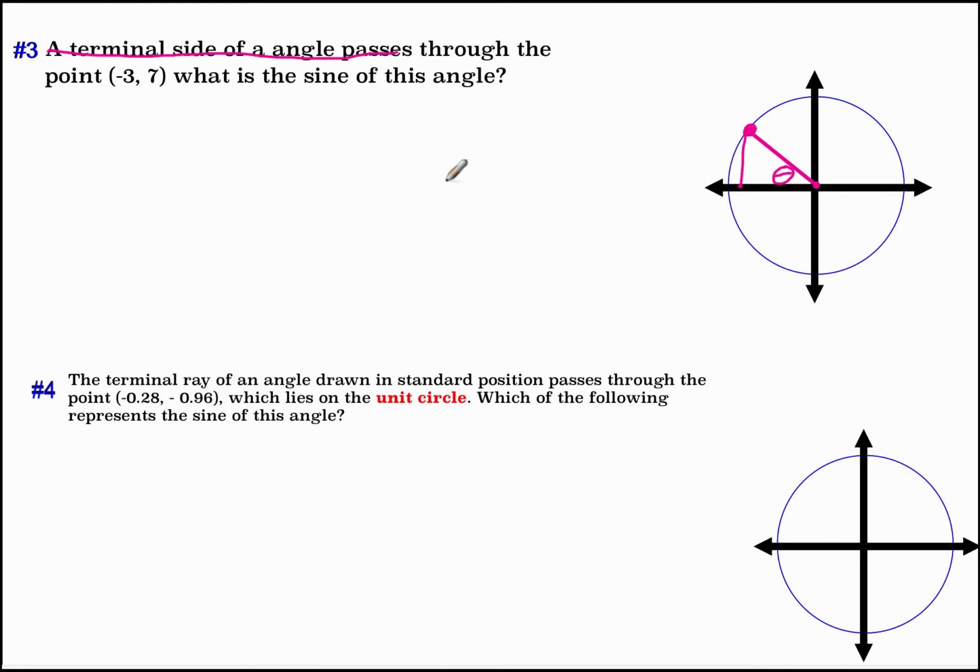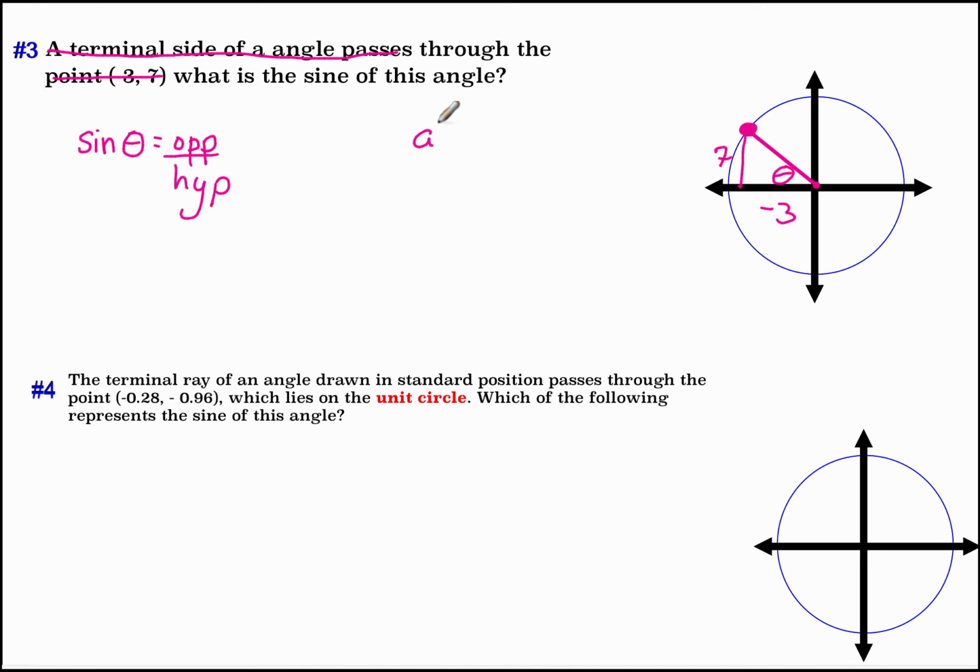Well, I need some measurements. So the sine of this angle is the opposite side over the hypotenuse. So that's what I'm charged with finding. What is the opposite side? What is the hypotenuse? Well, this point right here of negative 3, 7 means I went over negative 3 and I went up 7 to get to this point. But that doesn't give me the hypotenuse. Oh, no problem. Pythagorean's theorem does.